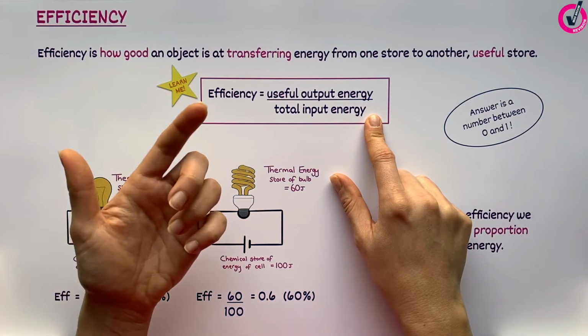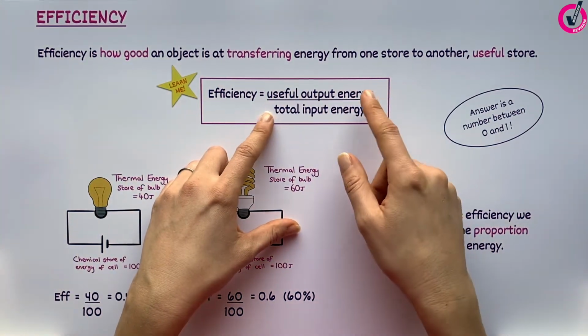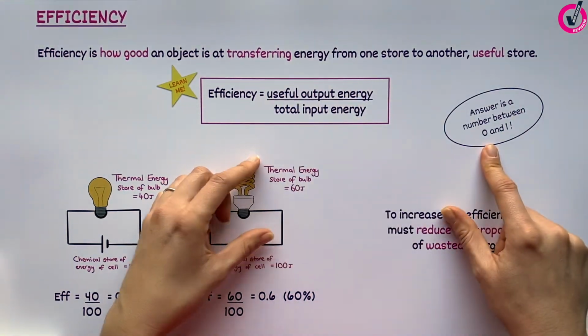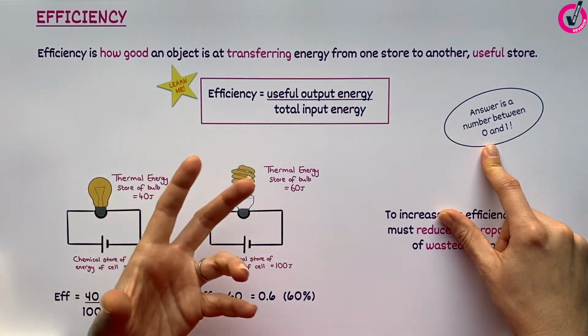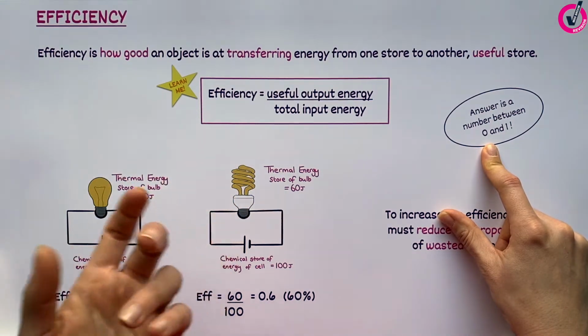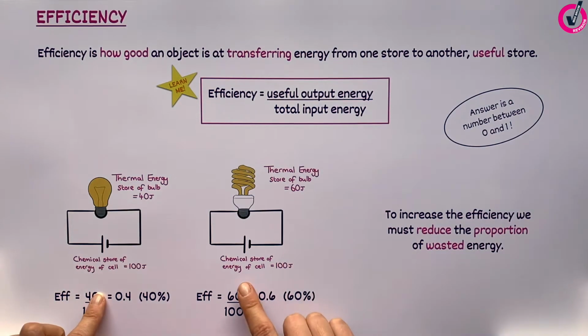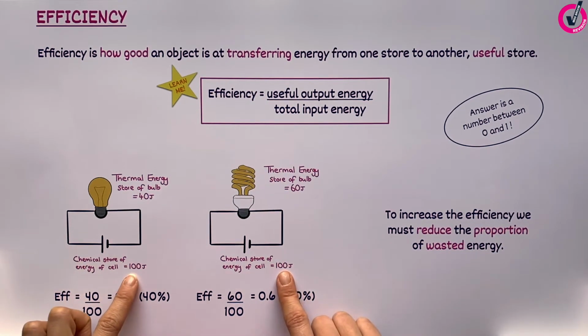You can also work it out in terms of power, useful power out divided by total power in. This equation will give you an answer between 0 and 1, and if you multiply your answer by 100, you'll get a percentage. In both of these circuits, there is 100 joules of energy being input from the battery.